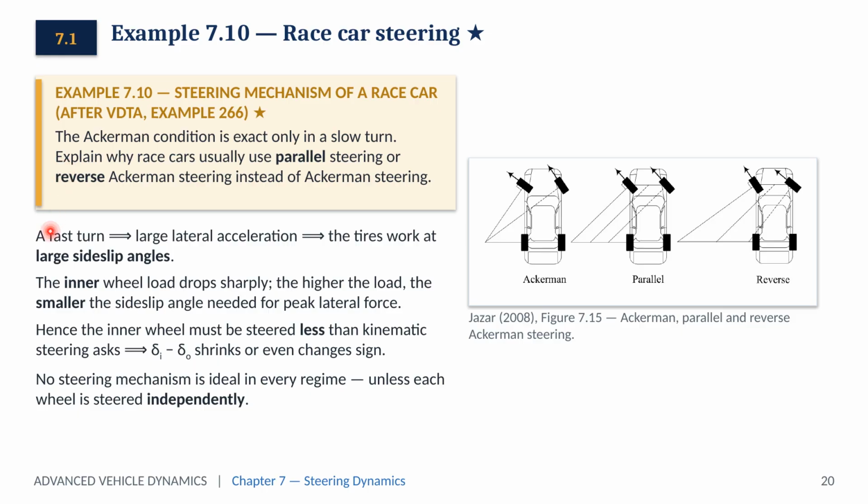A race car is the opposite. A fast turn means large lateral acceleration. The tires work at large side slip angles, and the inner wheel is strongly unloaded. The higher the load on a tire, the smaller the side slip angle needed for peak lateral force. So the inner wheel must be steered less than kinematic steering asks, and the difference between delta I and delta O shrinks or even changes sign.